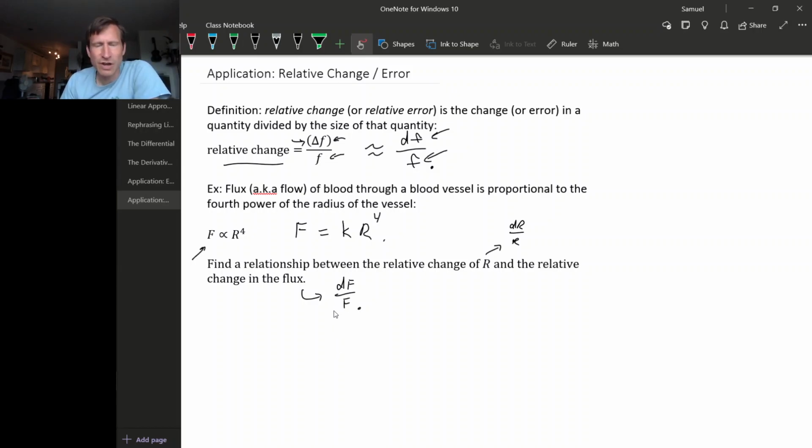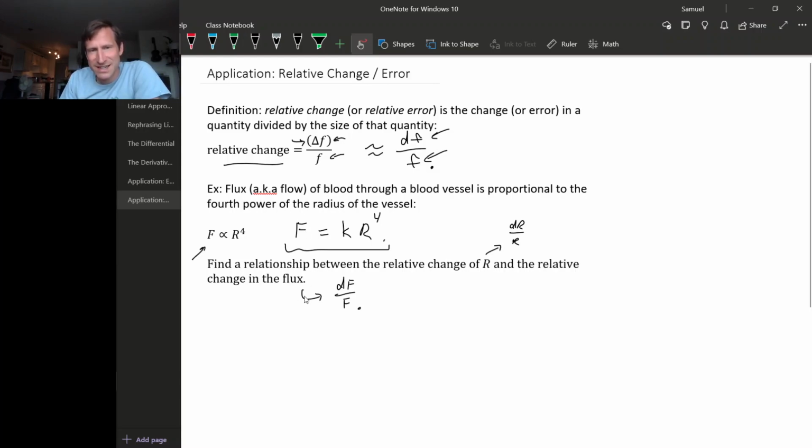All right, so how could we use this? A relative change is like a percentage change. Right? It tells you how big the change is compared to the size of the original thing. So a relative change of 0.5 means that the change was half as big as the thing to begin with. So let's see if we can find a relationship between these two relative changes.